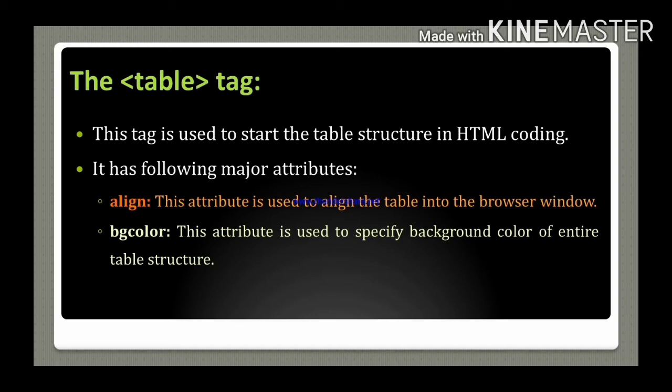Now see, the align attribute is used to set the table in the browser window, right? Whether it is left aligned, right aligned or center aligned. And bgcolor is used the same way as we use the bgcolor attribute in a body tag. If we use bgcolor in a body tag, it will provide the background color to the entire web page. Whereas if we provide bgcolor to the table, then it will provide the background color to the table structure only, irrespective of whatever bgcolor you have given in the body.